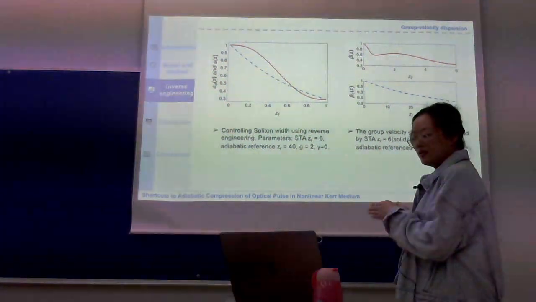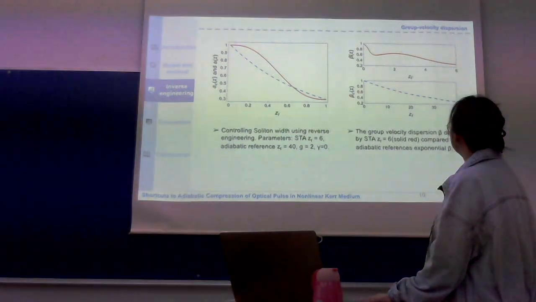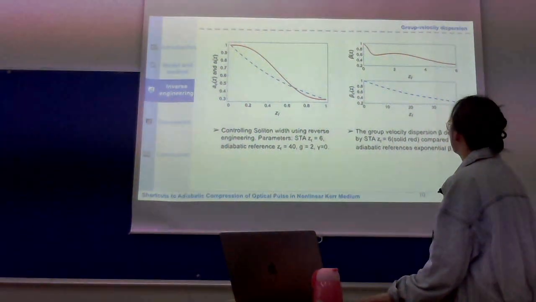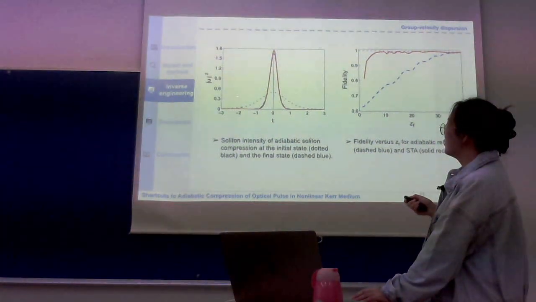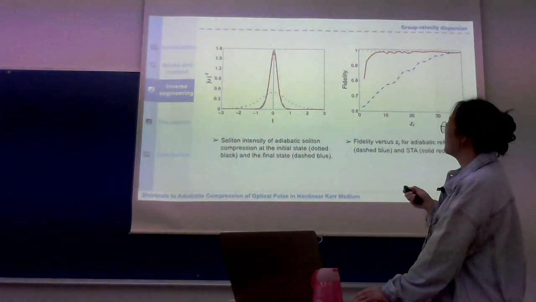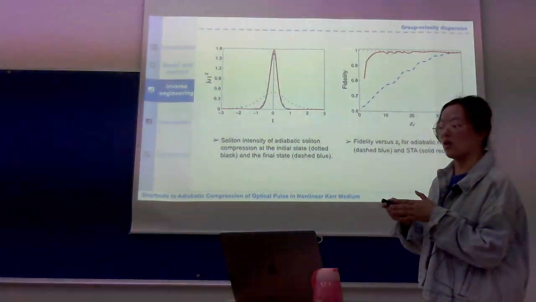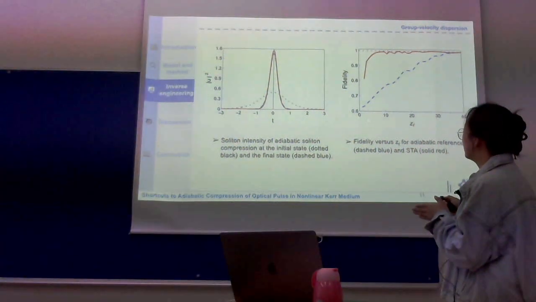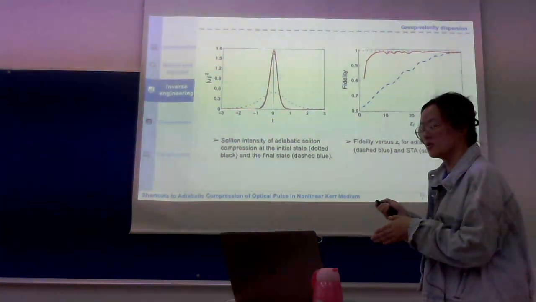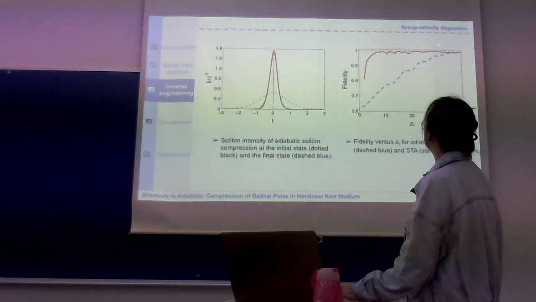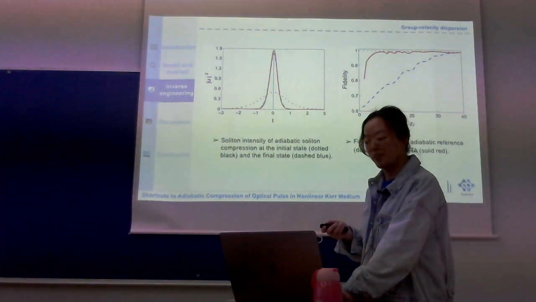We redesign the beta, and compared with the adiabatic one, we can find they both decrease from 1 to 0.3, but they have different trajectories. And this is the amplitude for the final state. The red line is the STA case, and the dashed blue one is the adiabatic case. They almost coincide. Then we get the fidelity for the different cases, and we found that when ZF equal to 6, for the STA case, the fidelity is almost 0.99. It's almost equal to 1. But for the adiabatic evolution, it needs more distance to get the soliton compression.